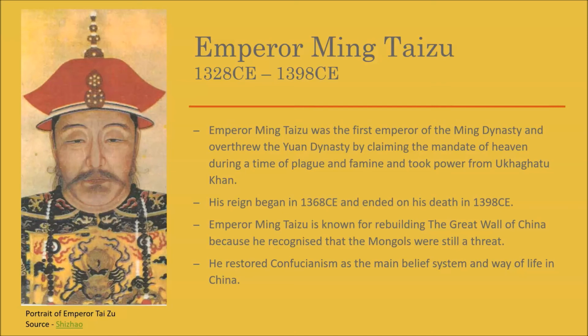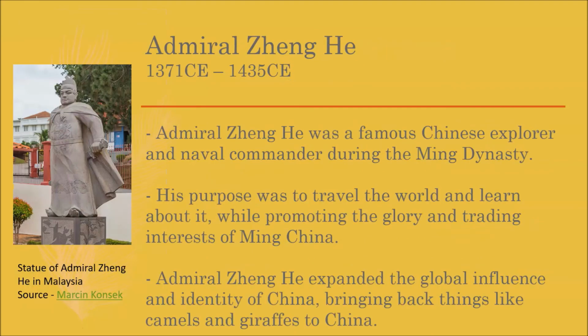So Emperor Ming Taizu was the first emperor of the Ming Dynasty and overthrew the Yuan Dynasty by claiming the mandate of heaven during a time of the plague and famine, and took power from the Khan. His reign began in 1368 CE and it ended on his death in 1398 CE. Emperor Ming Taizu is known for rebuilding the Great Wall of China because he recognized that the Mongols were still a threat. He restored Confucianism as the main belief system of China.